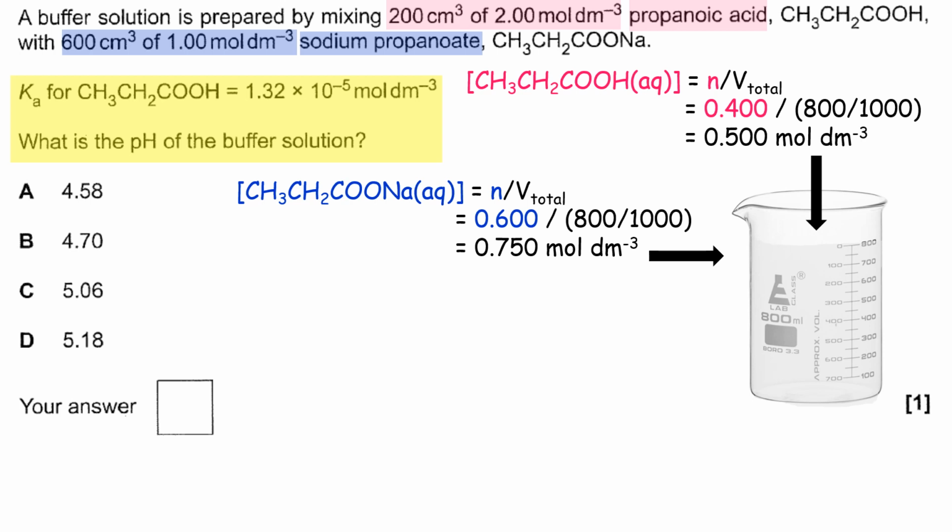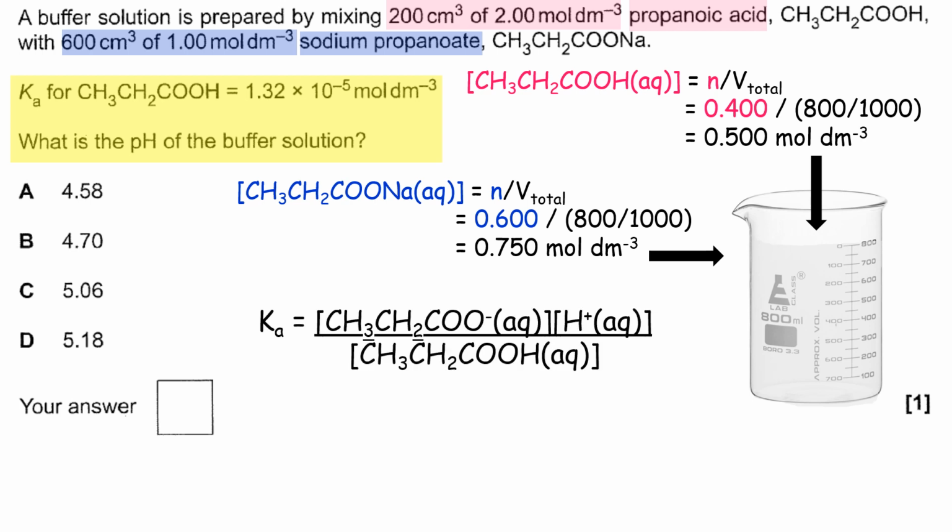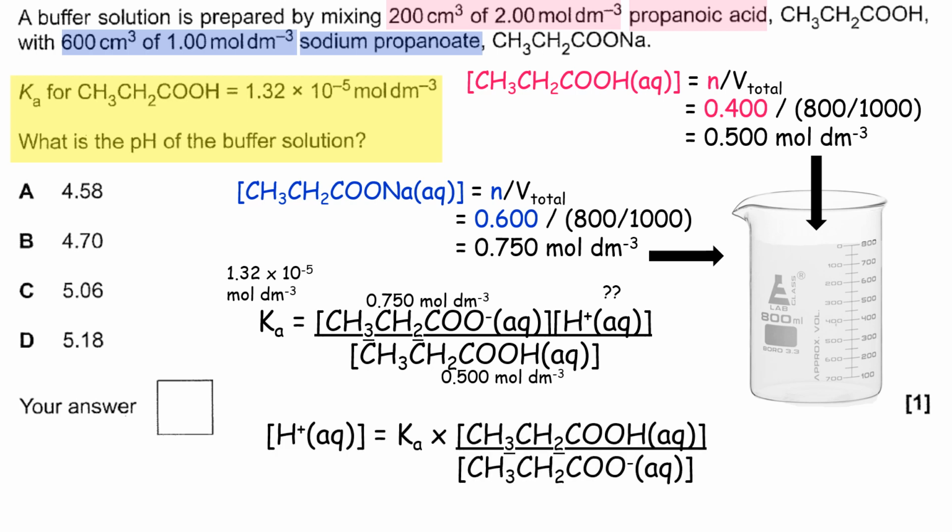So now's the time to make those two numbers work for us. So we've got the Ka value, and we want the pH of the buffer solution. So you start off by writing out a Ka expression, putting in the actual formulae of the acid and the salt in the concentration terms. And obviously you want to isolate H+. So we know what all these other values are apart from H+. So you need to do some rearranging and now insert the numbers.